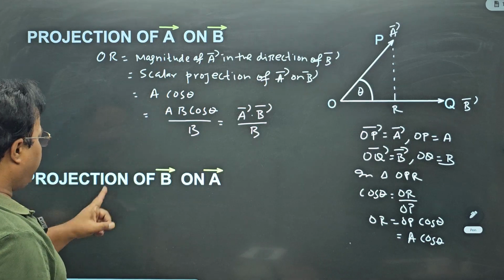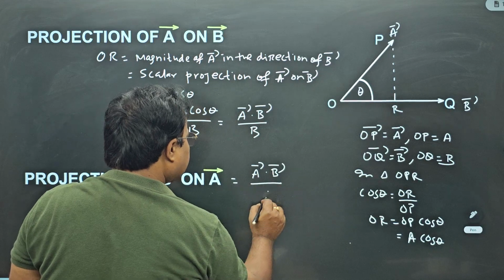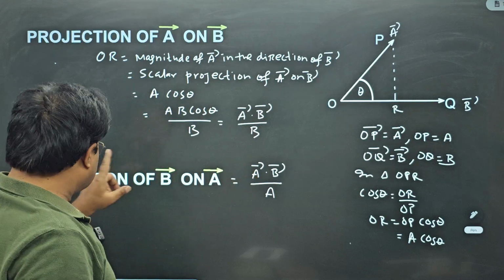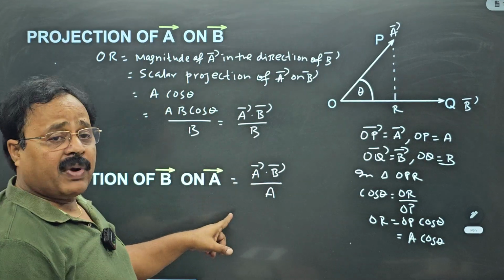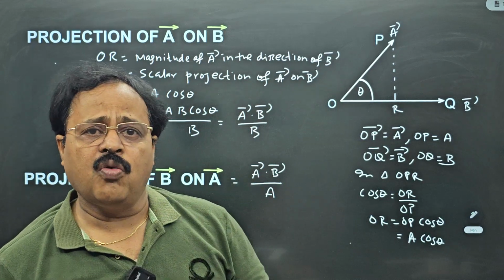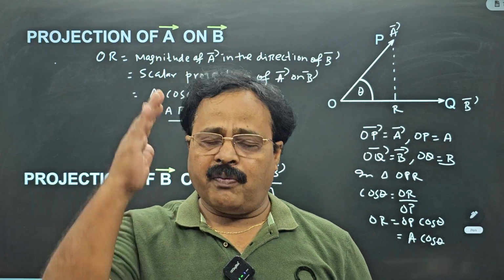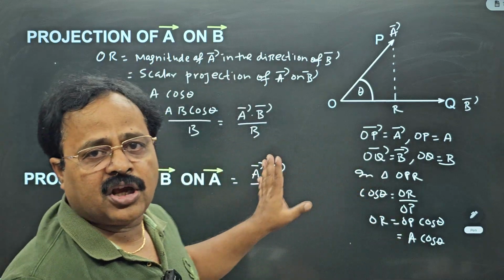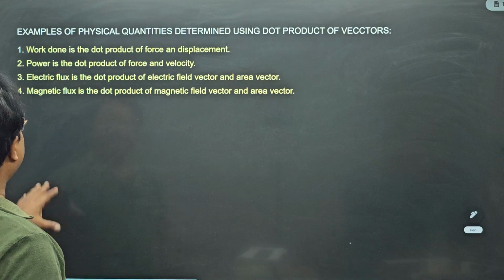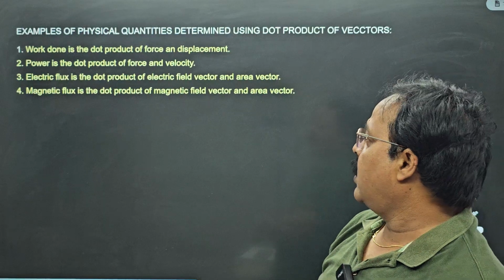Similarly, scalar projection of B vector on A vector will be A dot B divided by magnitude of A. Scalar projection of A vector on B vector is A dot B divided by magnitude of B. My dear students, you have understood the meaning of scalar projection, or the magnitude of one vector in the direction of other vector, and how we find it. And these are some of the physical quantities which are determined using scalar product or dot product of vectors.